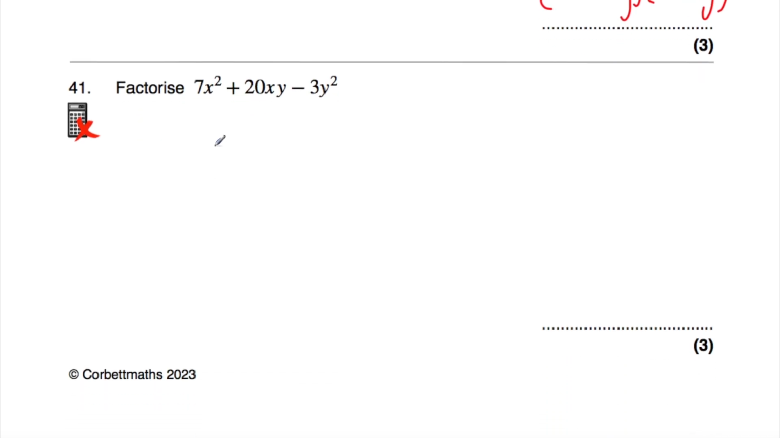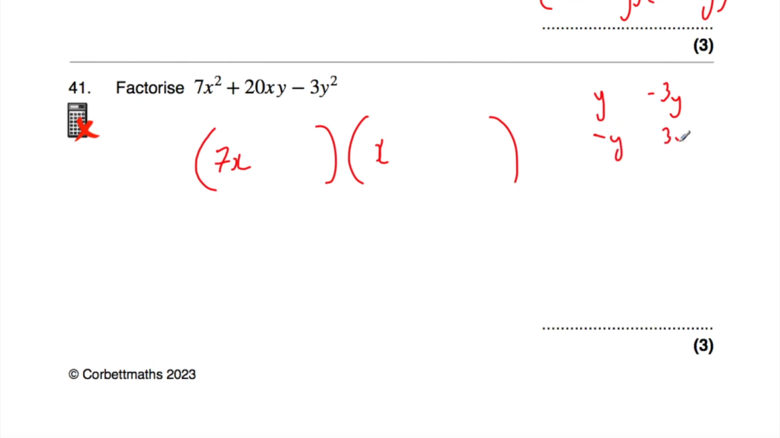Okay, question number 41, we've been asked to factorize this time 7x squared plus 20xy minus 3y squared. Okay, so again, let's do our brackets. We've got 7x squared at the front, so let's try 7x and an x. And then this time at the end we've got minus 3y squared. So let's think what would multiply together to be our minus 3y squared. We could have y and minus 3y, or minus y and 3y, or 3y and minus y, or minus 3y and y. And that's what we could put in the brackets here.